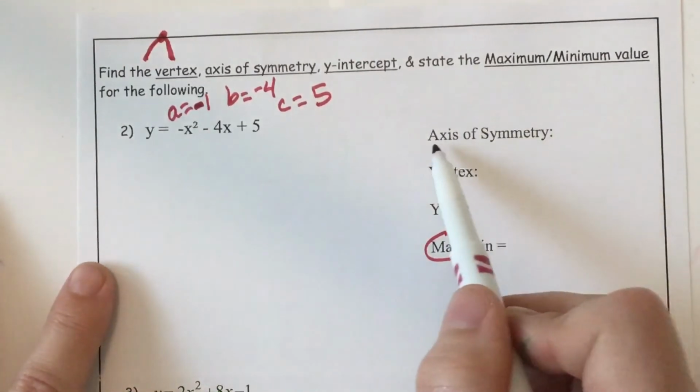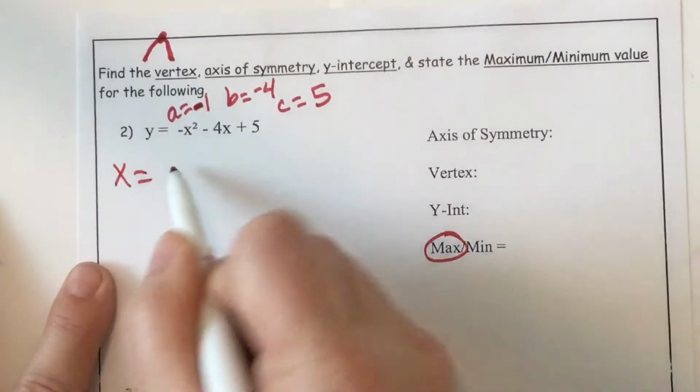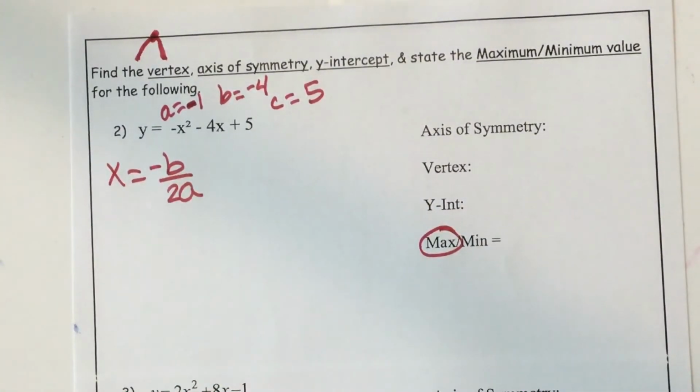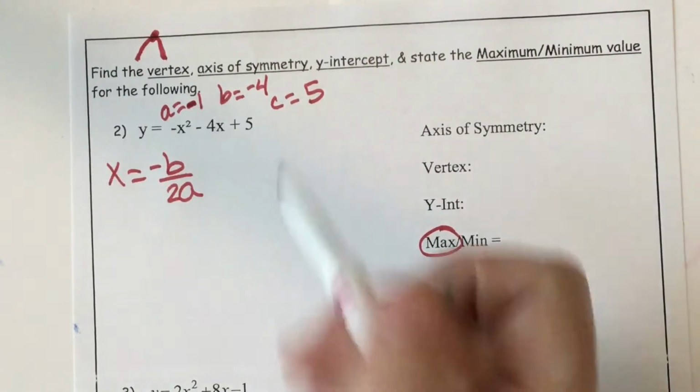All right, first thing up, axis of symmetry. Remember, it has this new formula to us. X equals opposite of B over 2 times A. So what do you get if you take the opposite of your b?